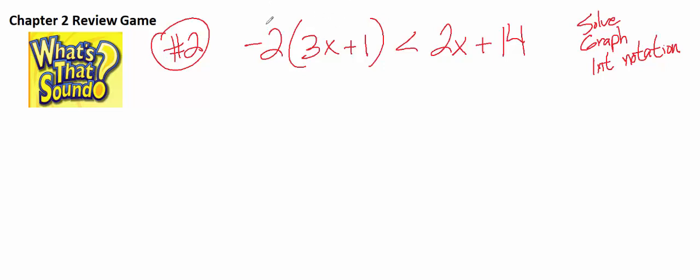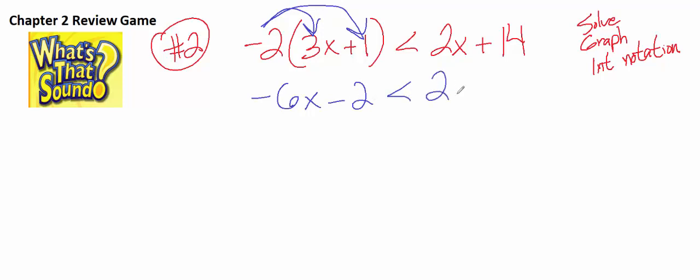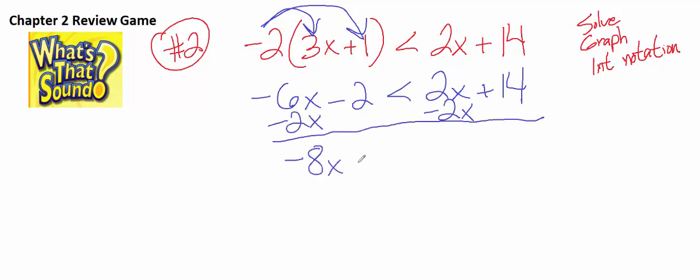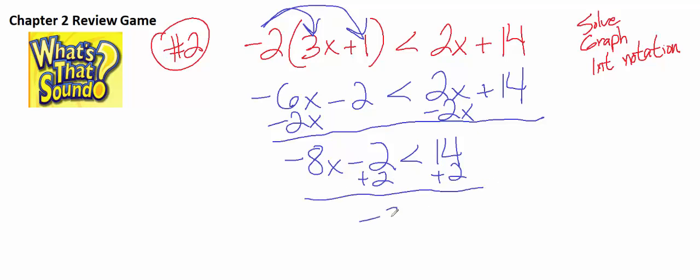Welcome back. Let's take it in. We got to distribute. We're going to take this negative 2 into the parenthesis. We get negative 6x minus 2 is less than 2x plus 14. I got to get all the x's on one side, so we'll minus 2x, minus 2x. In doing that, I get negative 8x minus 2 is less than 14. We're going to undo the minus 2 by adding 2 to both sides. That gets me negative 8x is less than 16. And in the last step, we'll divide by negative 8.